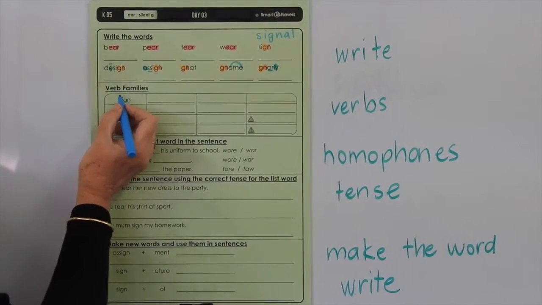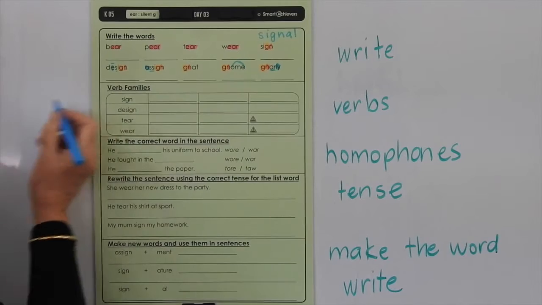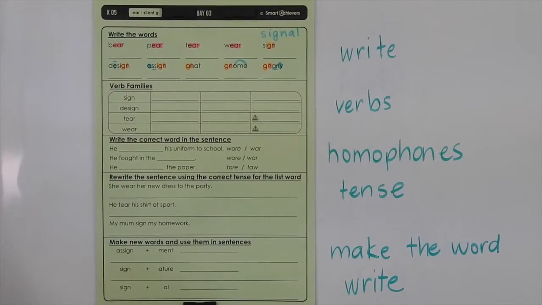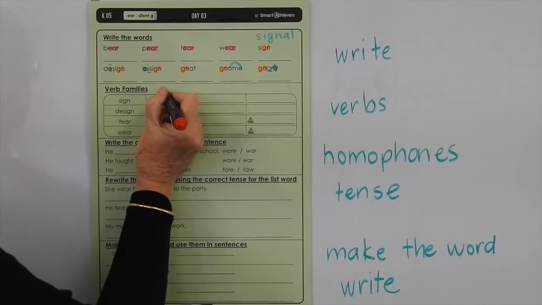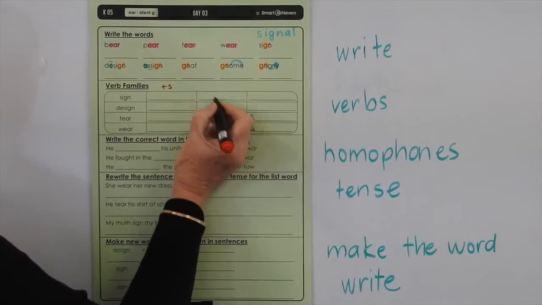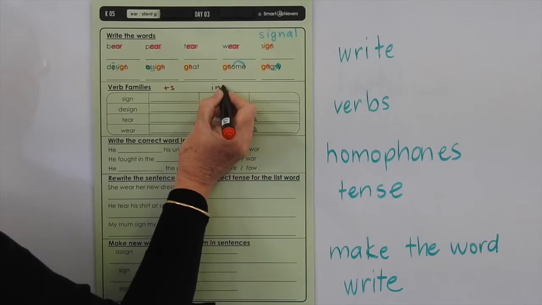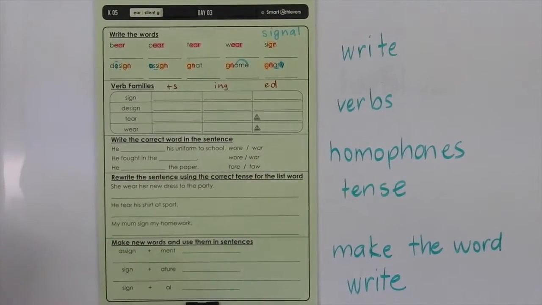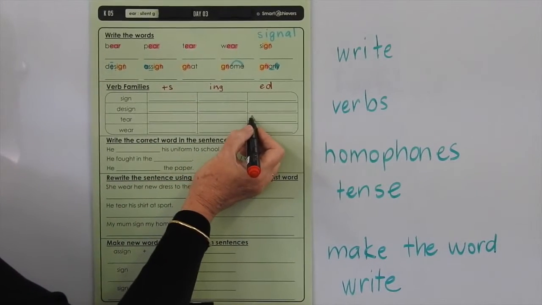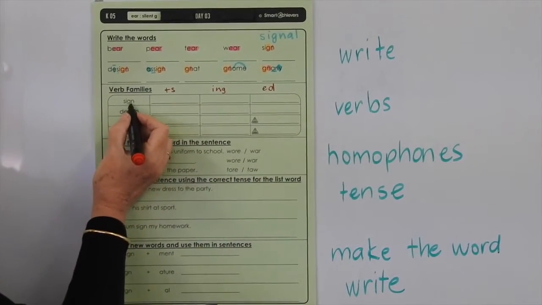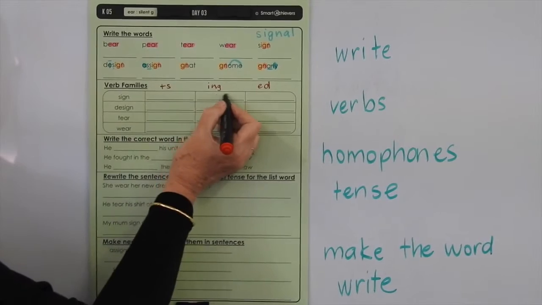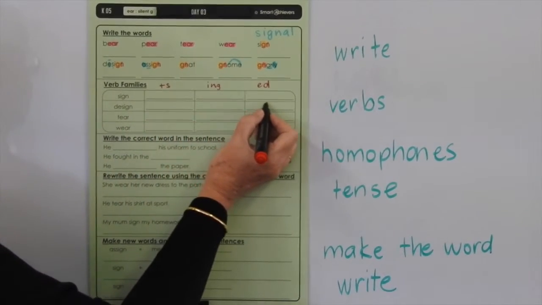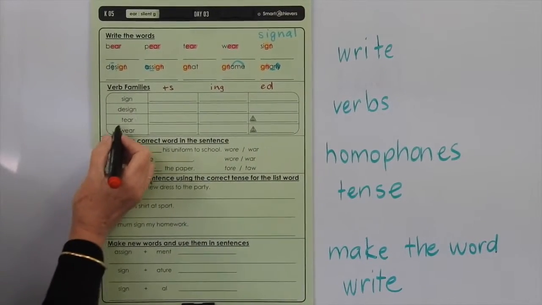Okay, so let's have a look then at the verb families. So in the first column, you've got the base word. In the second column, you're adding the S. In the next column, you're adding the ing. And in the final column, you usually add ed for past tense. But we've got 2 alerts here. So if you go sign, signs, signing, signed, that's easy. Design, designs, designing, designed, yes, that's easy.